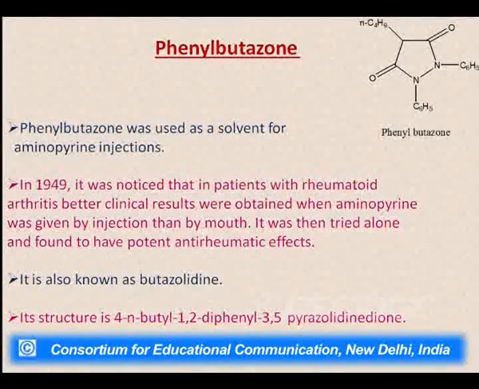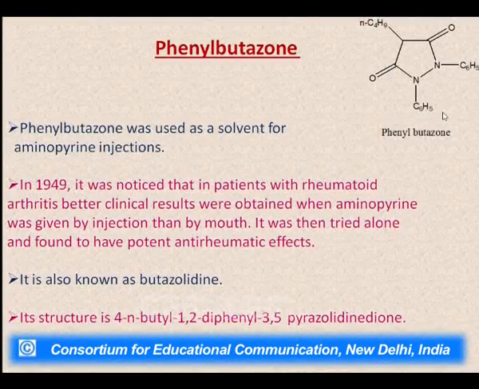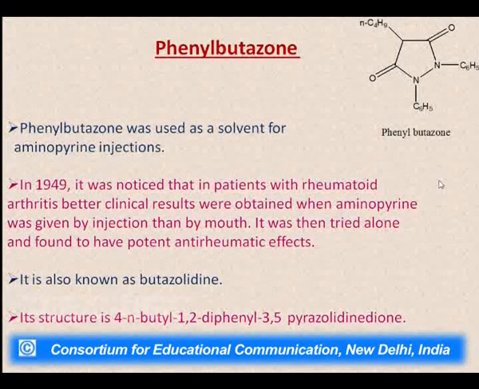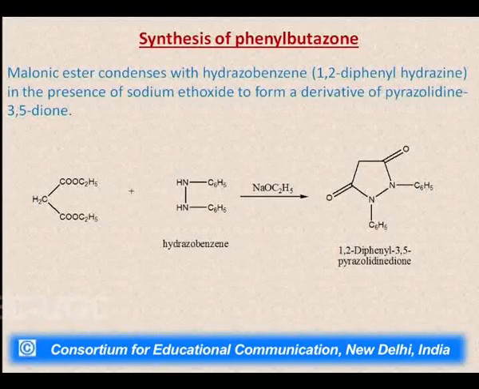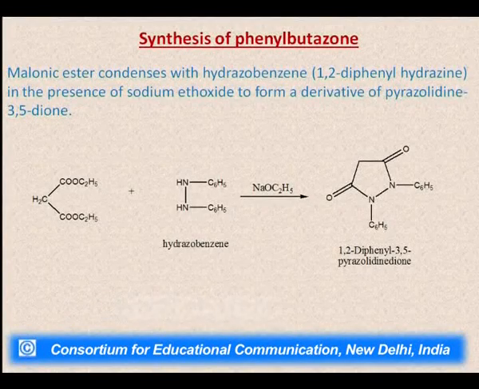The structure of this phenylbutazone is 4-N-butyl 1,2-diphenyl 3,5-pyrazolidine dione. So, this is the structure of phenylbutazone. Now, how will we synthesize this phenylbutazone from malonic ester? Malonic ester condenses with hydrazobenzene, which is 1,2-diphenylhydrazine, in the presence of sodium ethoxide to form a derivative of pyrazolidine 3,5-dione.